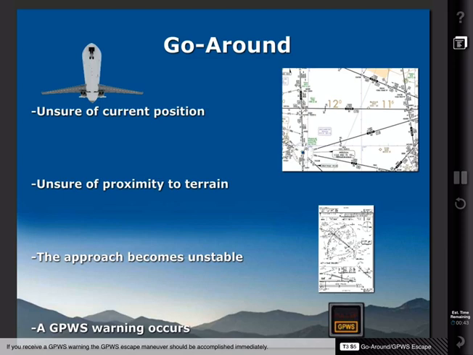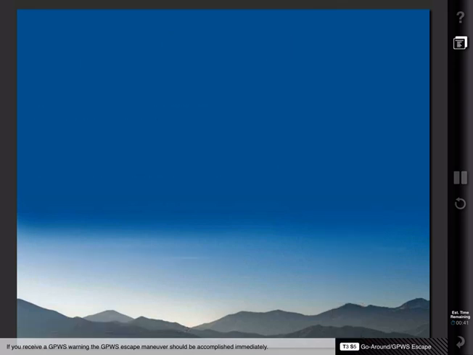If you receive a GPWS warning, the GPWS escape maneuver should be accomplished immediately. "Too low, terrain." Failure to react immediately to GPWS warnings has contributed to several accidents.